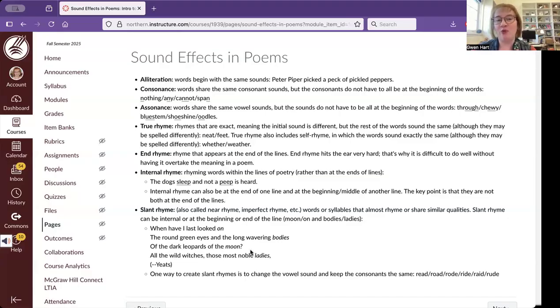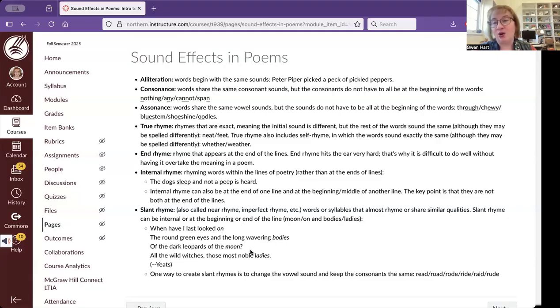End rhyme, this is what we're going to avoid, but this is rhyme that appears only at the end of the lines. And it really hits the ear hard. So it's hard to do it well without it overtaking the meaning of the poem. Internal rhyme is where the rhyme is within the lines. It could be within one line or it can be across lines. Some of the rhyme could be at the end, some of it's in the middle or at the beginning. The point is they don't line up at the end. They're not both at the end of the line. We'll see an example of that here in a second. So the dog sleep and not a peep is heard. It's all in one line. So sleep and peep rhyme, but they're not at the end of lines.